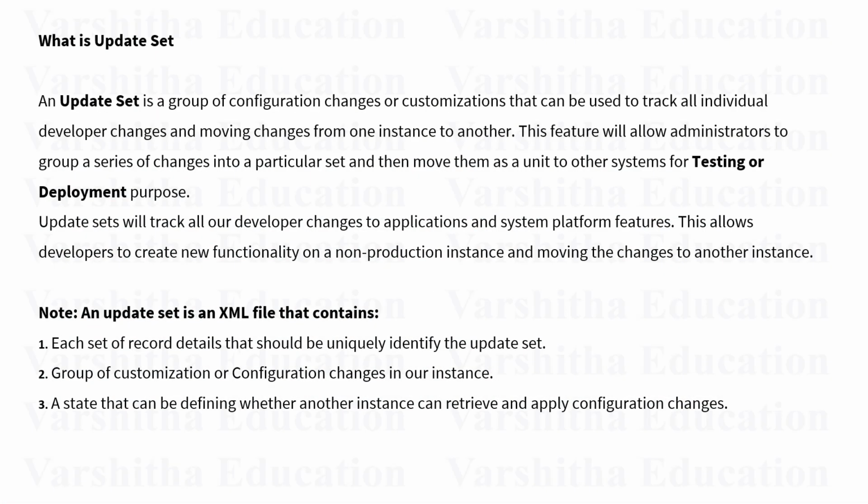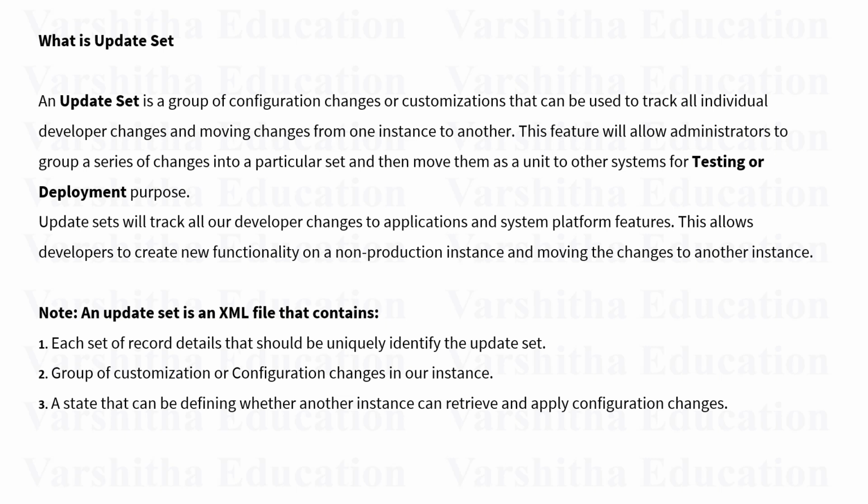An update set is a group of configuration changes or customizations that can be used to track all individual developer changes. So what do you want to change? In a group of configurations and customizations, whatever it may be, whatever you want to change, you can record everything.